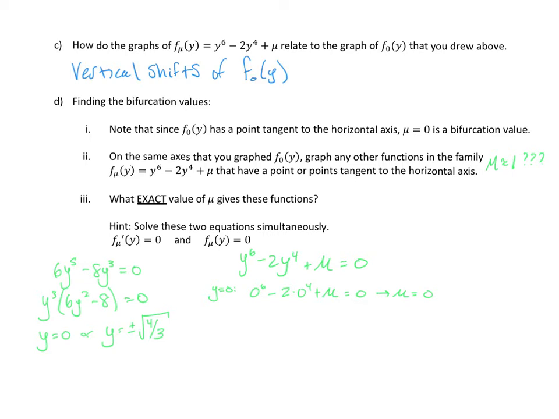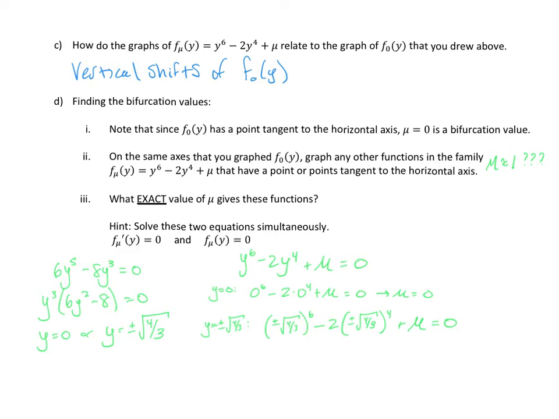All right, then I'm going to plug in positive and negative square root 4/3. I'm going to do them at the same time because my powers are both even. So whether I plug in a positive or negative, I'm going to get the same result. So I'm going to have plus or minus root 4/3 to the 6th minus 2 times plus or minus root 4/3 to the 4th plus mu equals 0. And now I have to solve for mu. Mu is the only unknown.